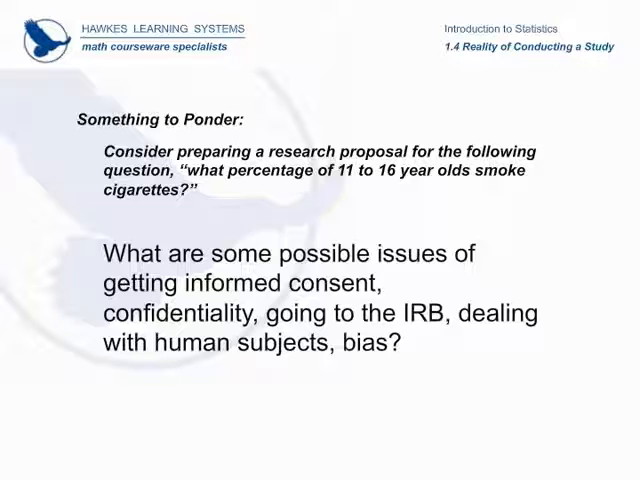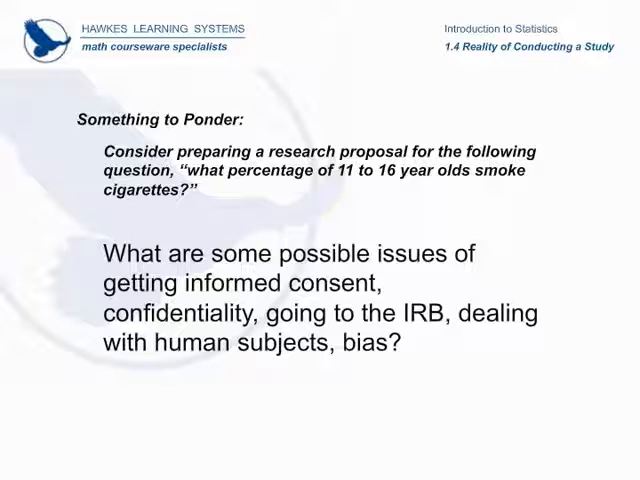Going to the Institutional Review Board, or the IRB, they would have to take a look at our study to see if it's ethical to ask minors to smoke or find out if they are smoking. Then we have to take a look at the fact that we're dealing with human subjects. What could go wrong? What could possibly be of detriment to those subjects?